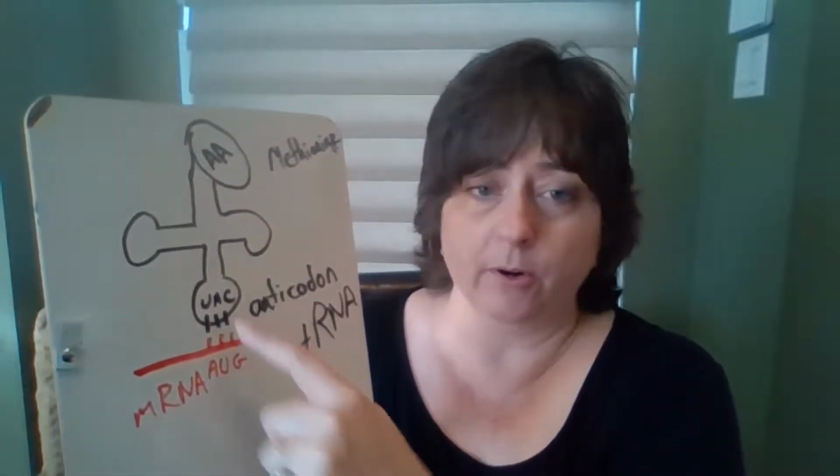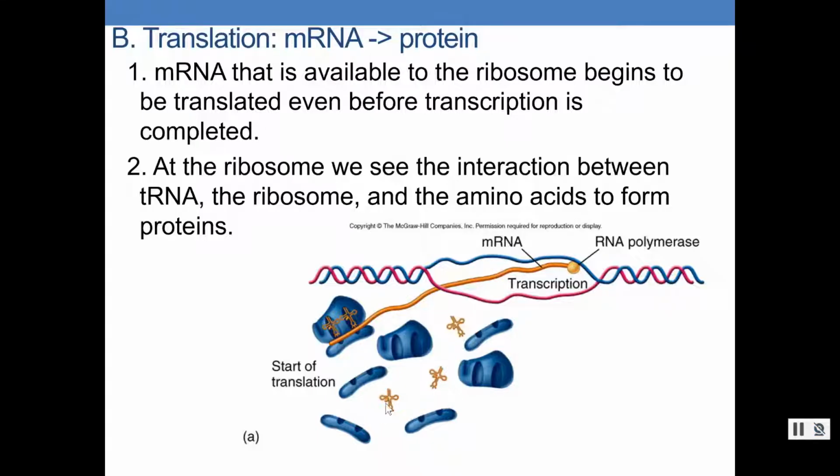So you can see how that works. So tRNAs are very important in translation. Okay, so let's go back and see what's going to happen when we put it all together. So there's my tRNAs there, and they're going to bring in the amino acids, and we have ribosomes.